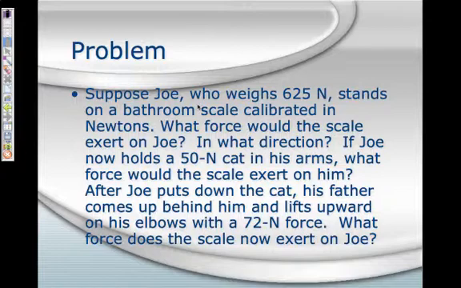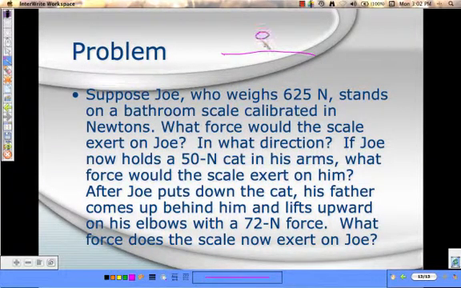If Joe now holds a 50 Newton cat in his arms, what force would the scale exert on him? 675. If Joe puts down the cat and his father comes up behind him and lifts upward on his elbows with a 72 Newton force, what force does the scale now exert on Joe? 553. You just subtract 72. Does that make sense, those questions? If he's standing right here and the weight is down, he's not moving downwards, so that means that the scale has to exert an upward force.